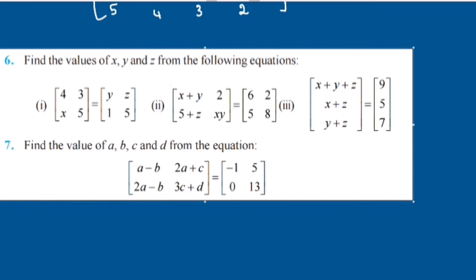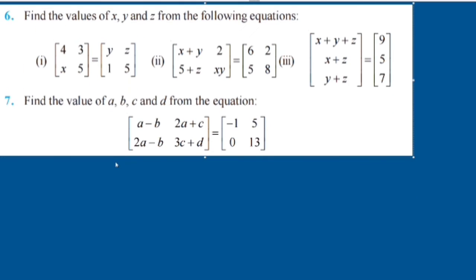So number 6. Find the values of x, y, z from the following equations. They are given an equal sign here, that means they are equal matrices. So you can directly write here x is equal to 1. Y is equal to 4. Z is equal to 3.